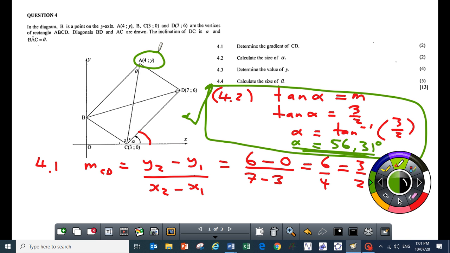In my case, this is how I would approach it. First, I found the gradient of that line, CD. I know that the shape of ABCD is a rectangle. So this angle is 90, that one is also 90. So AD is perpendicular to CD. So if I know the gradient of CD, I can find the gradient of AD. So I'm going to find the gradient of AD.